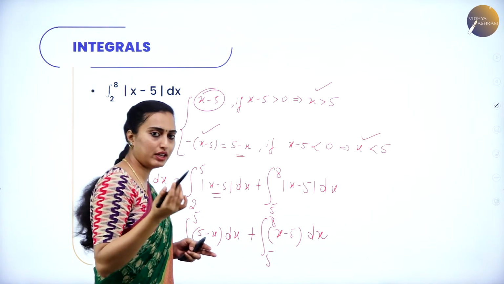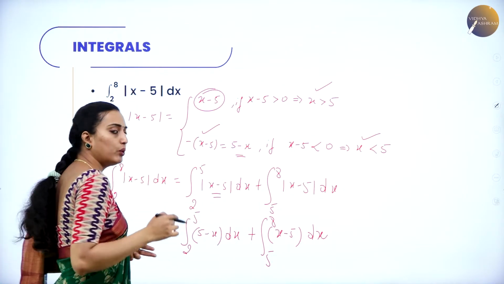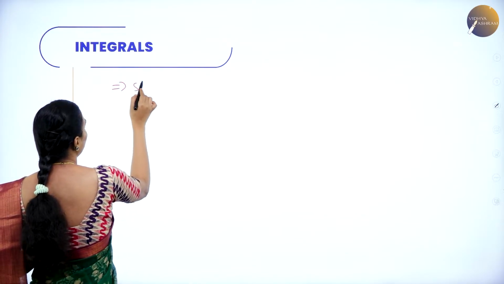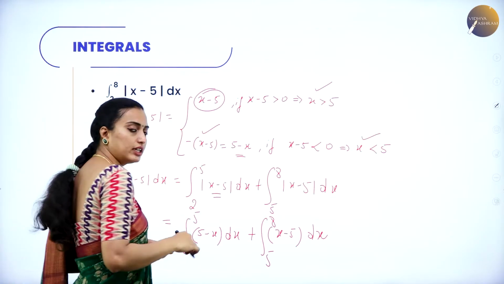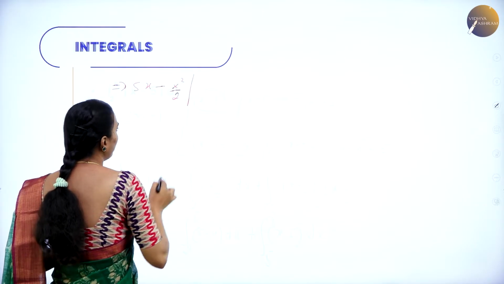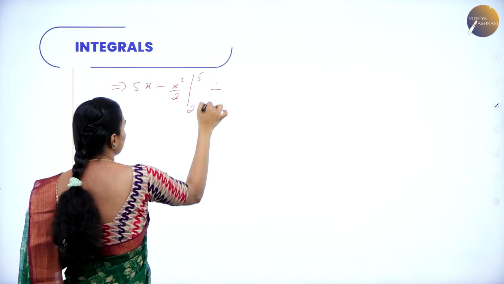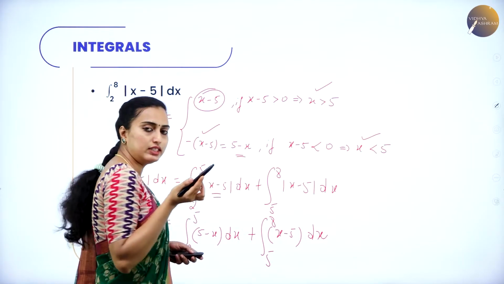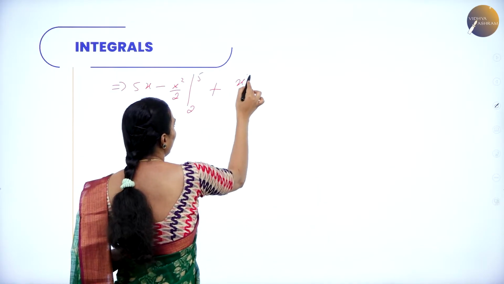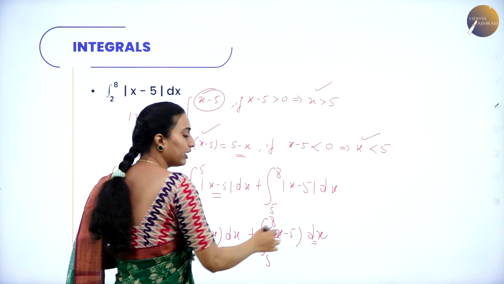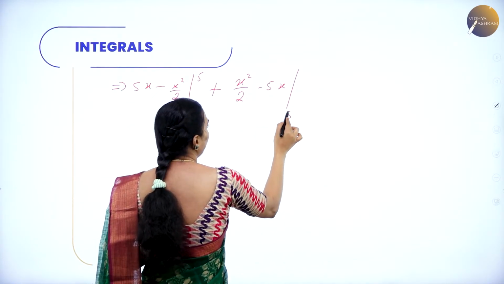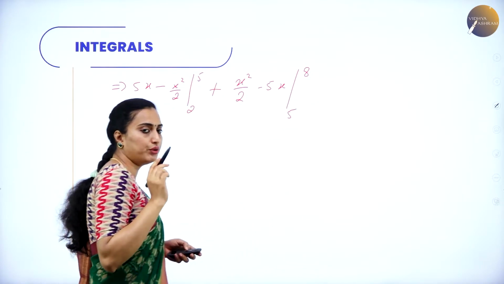Okay, now you can integrate easily. 5 into dx integration is nothing but 5x. So 5 into x minus x, integration is x square divided by 2, from the limit 2 to 5, plus x dx. See, x into dx integral is nothing but x square divided by 2. Again, minus 5 into dx integral is minus 5x from the limit 5 to 8. Okay, now you can apply the limit.